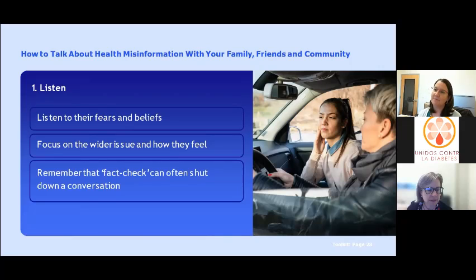And also, I am guilty of this, I will admit. As a librarian, my first instinct is to fact check and point out sources to people, but this can often shut down a conversation and backfire because the person doesn't feel like you really want to listen and hear and meet them halfway. So I think that starting a conversation with fact checking can often shut things down and not have the desired result.